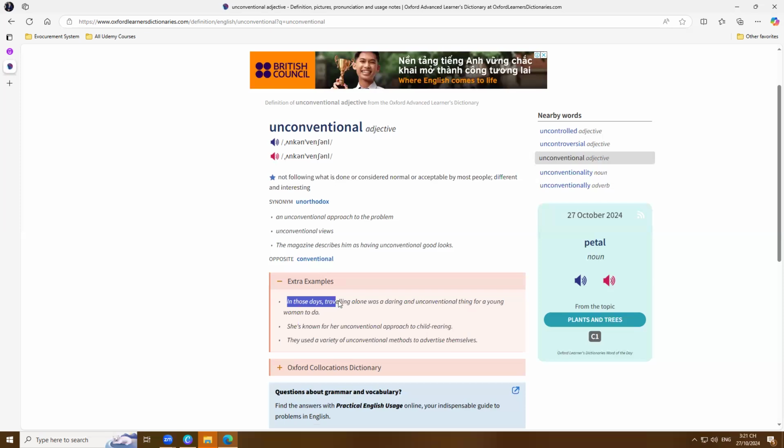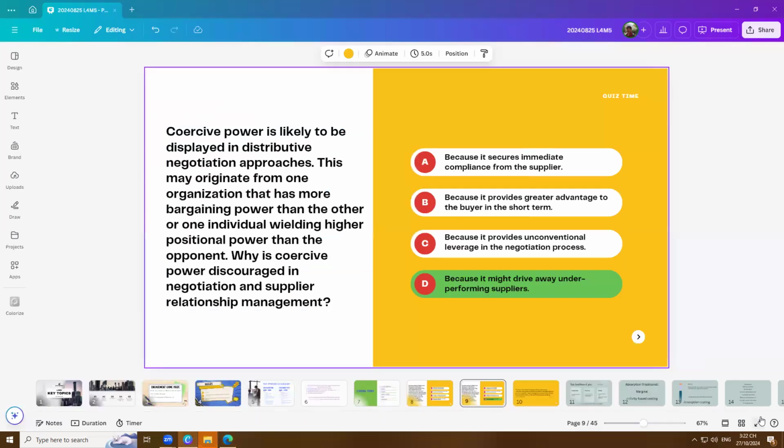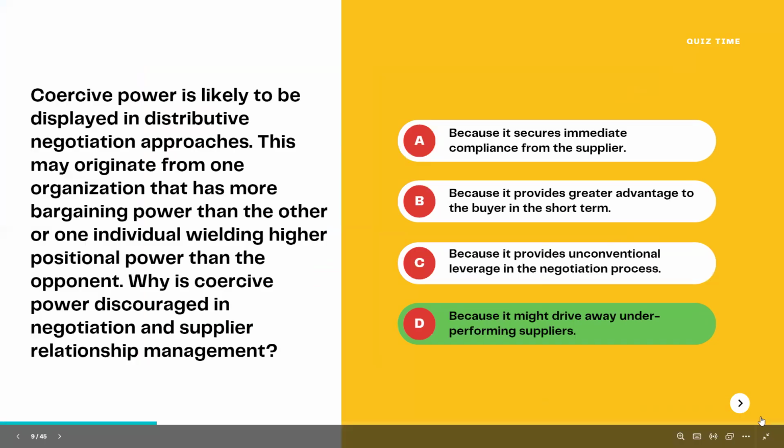In those days, traveling alone was a daring and unconventional thing for young women to do. So the fact that young women traveled alone during that time was very rare, right? But it is not inherently negative. Instead, unconventional here only means that it is not in the traditional way, and sometimes it could be innovative or interesting as well.